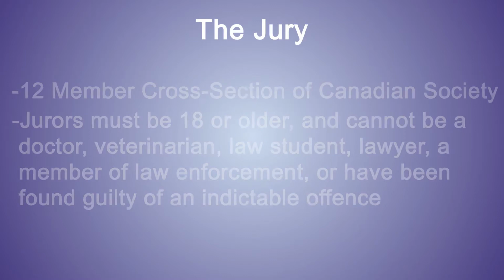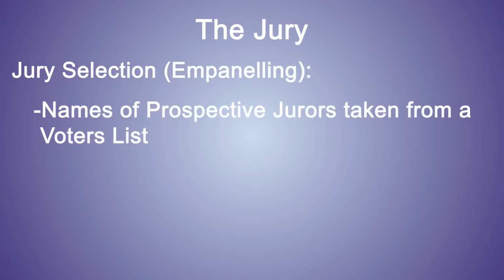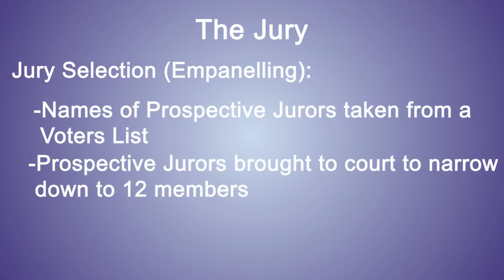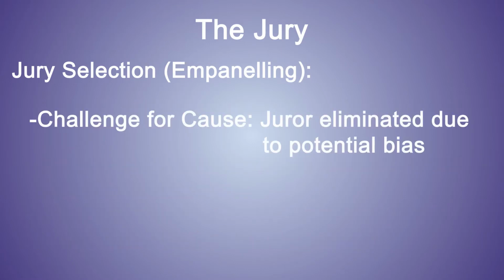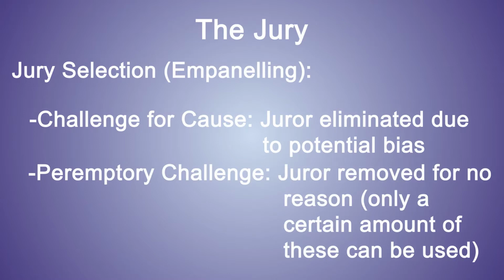Prospective jurors are chosen off of a voters list and then brought to court for impaneling, where the defense and Crown challenge, which means to remove, certain prospective jurors, either using a challenge for cause, which is a challenge based on potential bias found within the juror, or a peremptory challenge, which is a challenge for no reason.